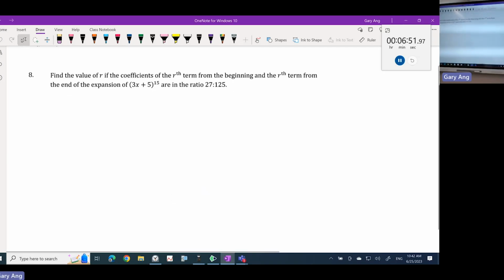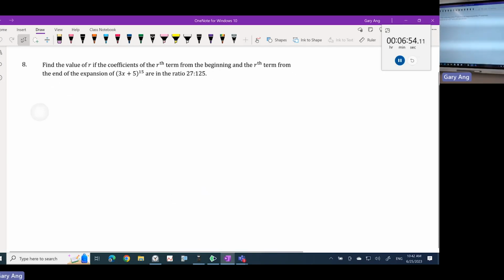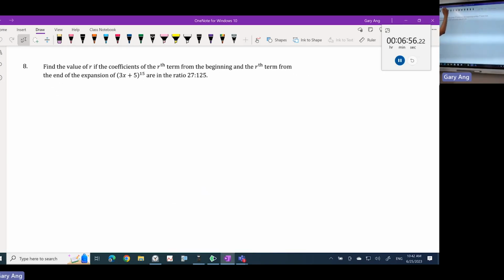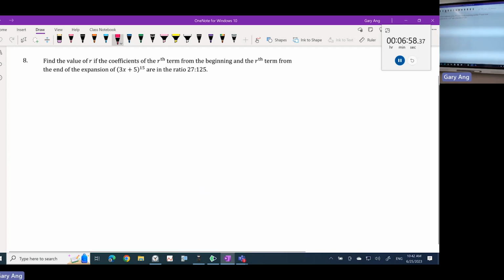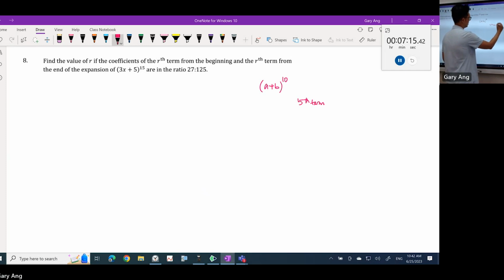All right, so first of all, let's remind ourselves a little bit. Not too long ago, we learned how to find the fifth term, the sixth term, for example, like that. So I say, hey guys, can you find me the fifth term for this expansion? Remember we talked about that? That was a few weeks ago.